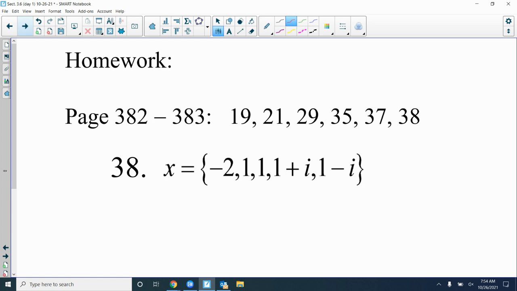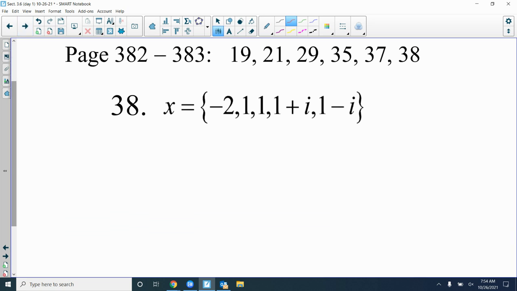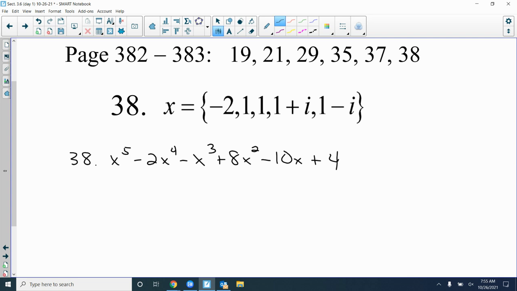All right. Austin, do you have the original equation for 38? Yes. X to the fifth minus 2x to the fourth minus x to the third plus 8x squared minus 10x plus 4. Okay, so this case here, looking at the graph, so it's x to the fifth. It's got to hit at -2, and it's got to hit at 1. And I'm not sure of all the particulars, but it's got to have some type of shape like that.